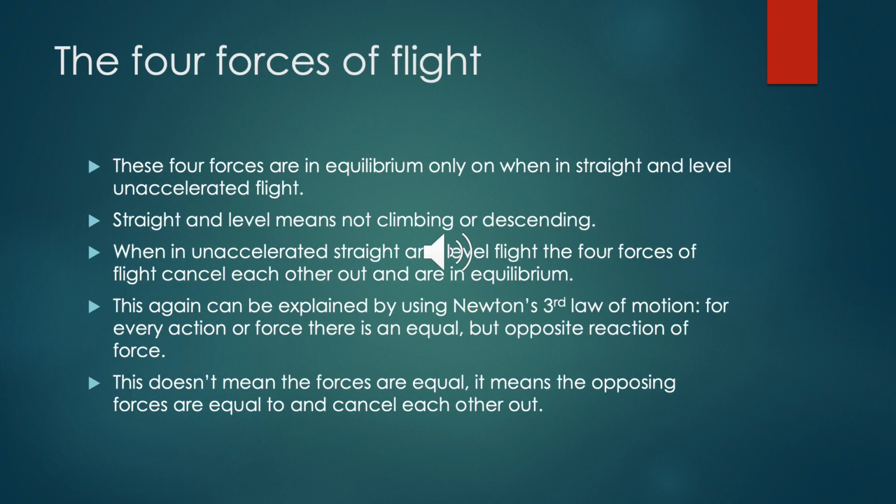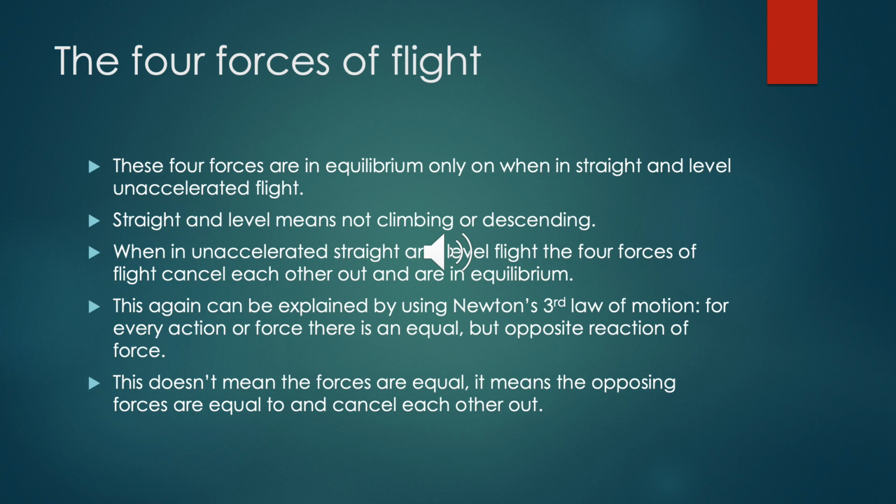So we now know what the four forces of flight are that act upon the airplane while in flight. You have lift, you have weight, you have thrust, you have drag. So these four forces are in equilibrium only when in straight and level unaccelerated flight. Straight and level means not climbing nor descending, and of course not while accelerating.